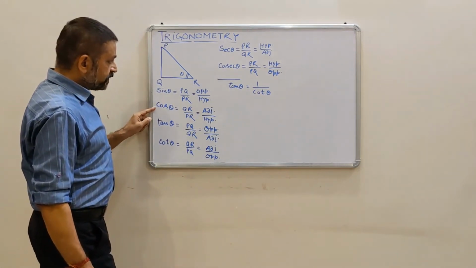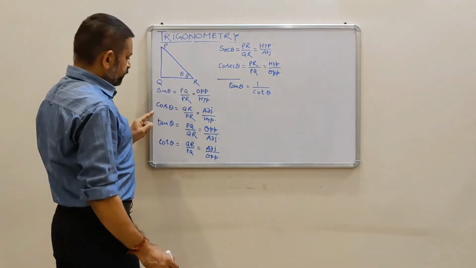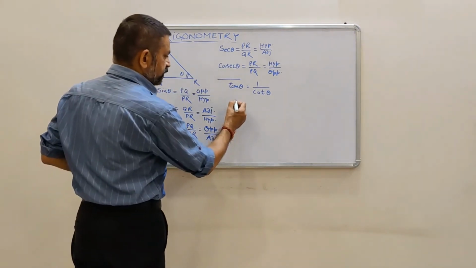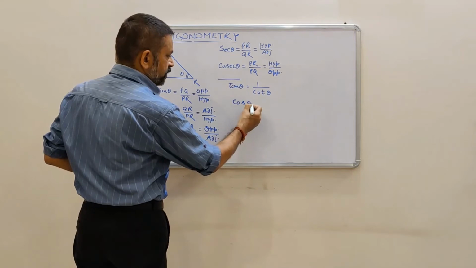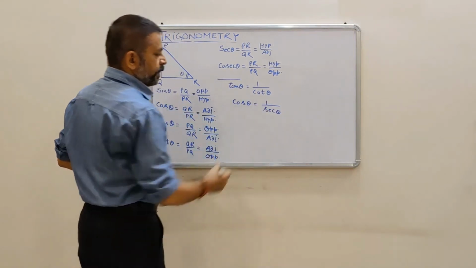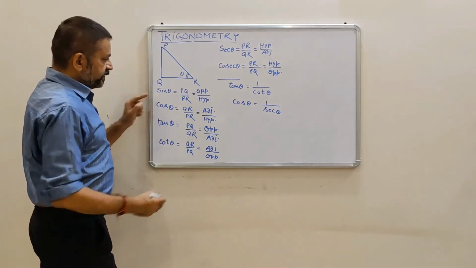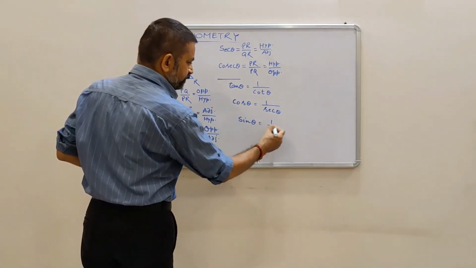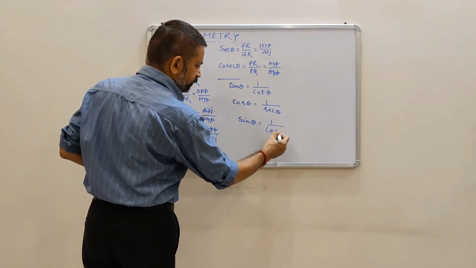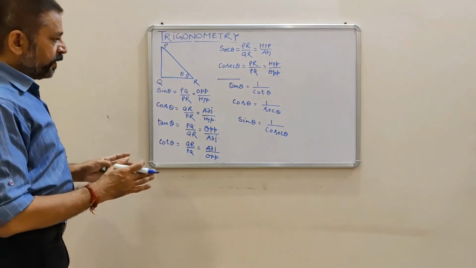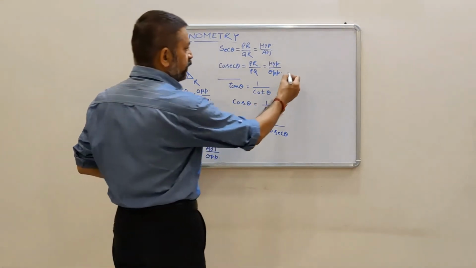Similarly, cos is a reciprocal of sec theta. If you look at the relation, cos and sec are reciprocals of each other, so it means cos theta can be written as 1 upon sec theta. And finally, sine is the reciprocal of cosec theta. Okay. Now, one very important thing.